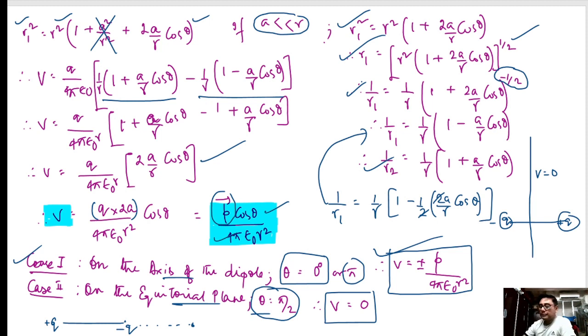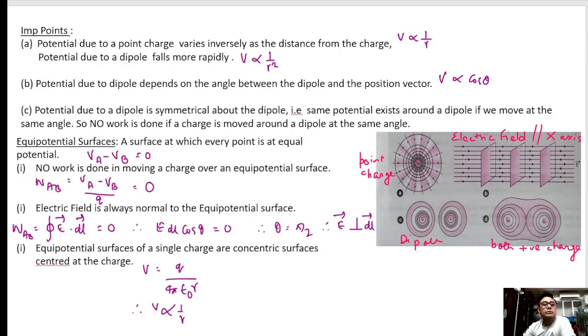Next we will find out some very important points about potential concepts. Potential due to a point charge varies inversely as the distance, as we all know. But potential due to a dipole falls more rapidly. Dipole potential is proportional to 1 by r square, as you have seen, and due to a point charge it is proportional to 1 by r. So dipole's potential will fall very fast.